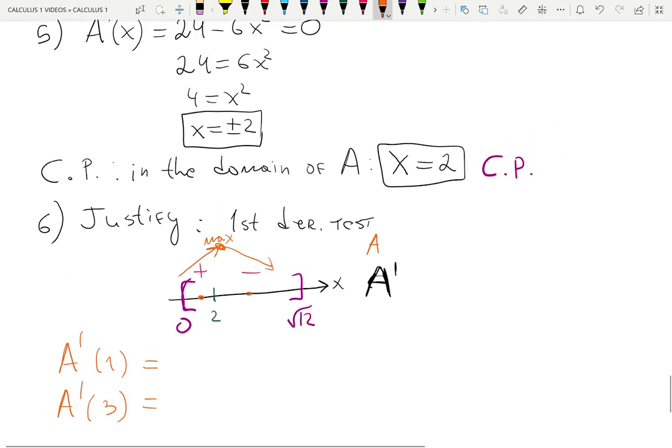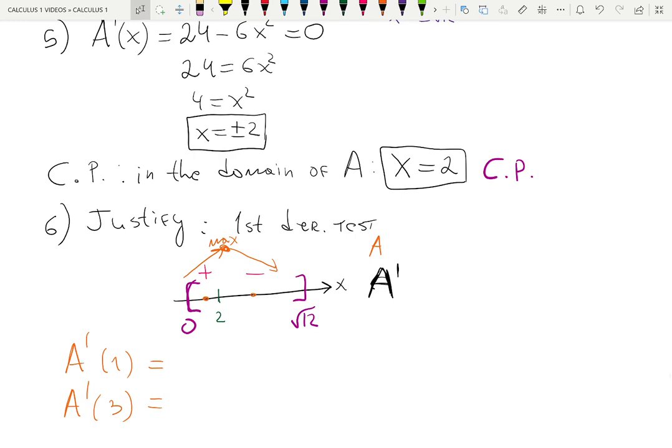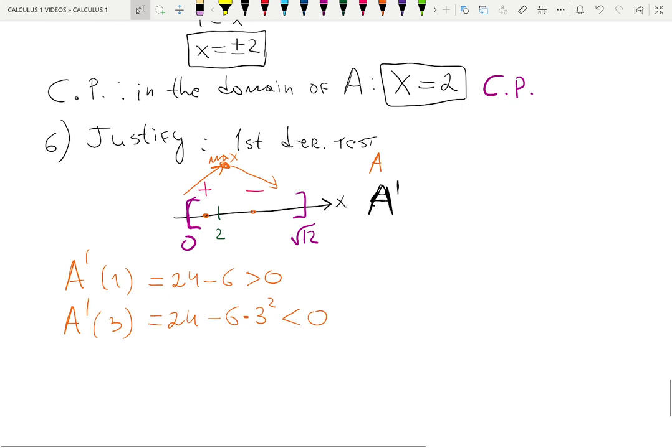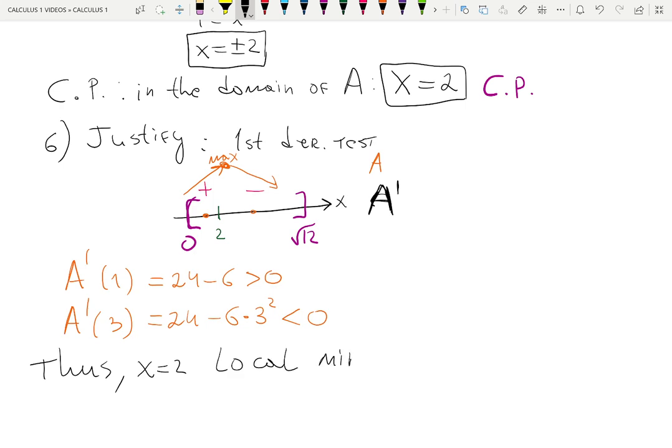I don't need the equal sign. I don't need to know what value the derivative takes at 1. I just need to know the sign. So it's going to be 24 minus 6. Oh, it is positive. At 3, we have 24 minus 6 times 3 squared. Well, it's 9, and 6 times 9 is definitely larger than 24. So negative. As you can see, I don't really care about the exact answer. Thus, x equals 2 gives us the local maximum.